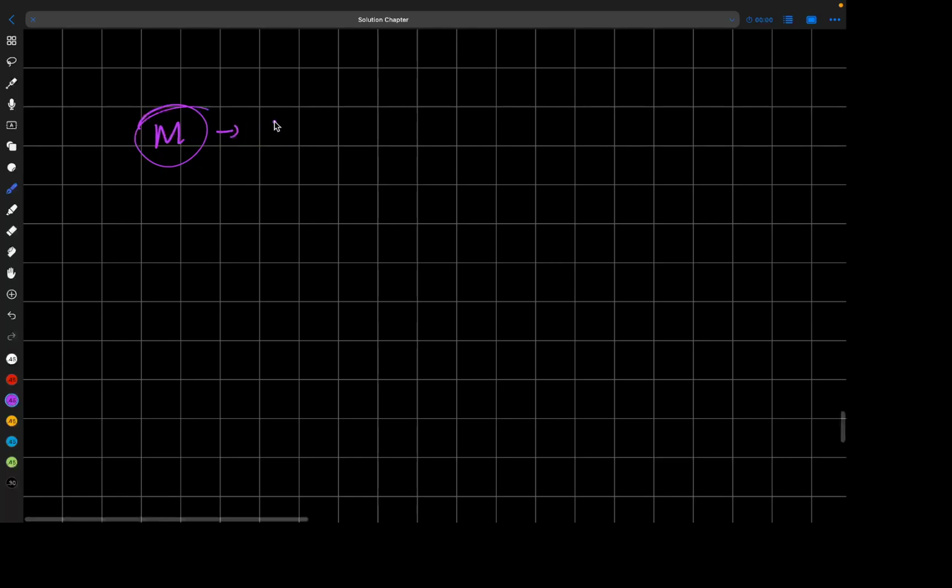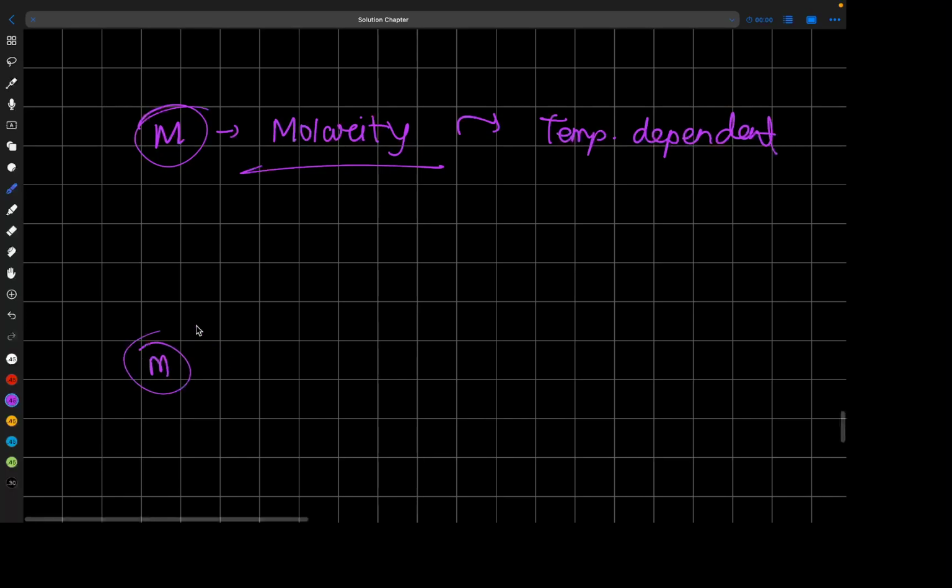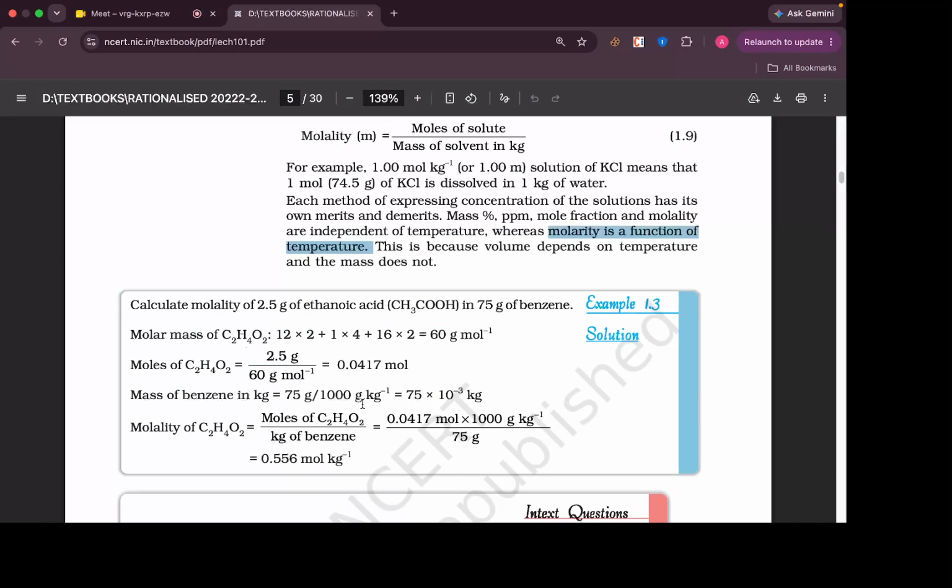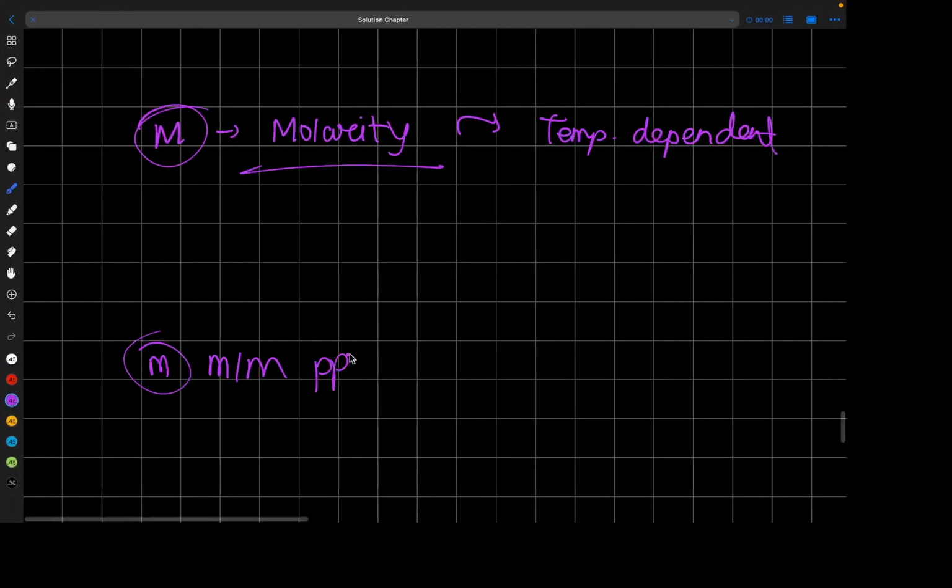What is this capital M? It is molarity. Why? It is temperature dependent. And others like small m, molality, mass by mass, meaning percentage by mass, or ppm are not temperature dependent.